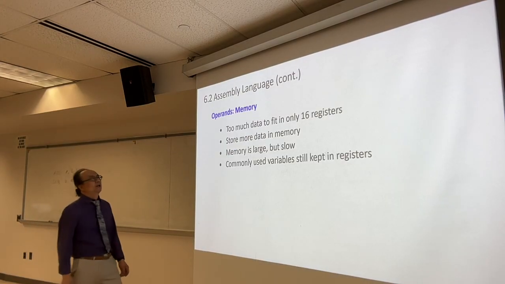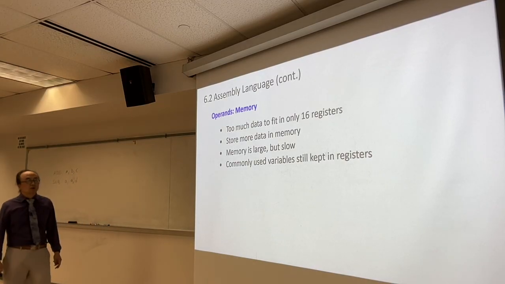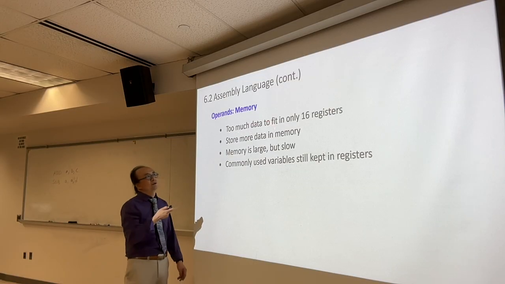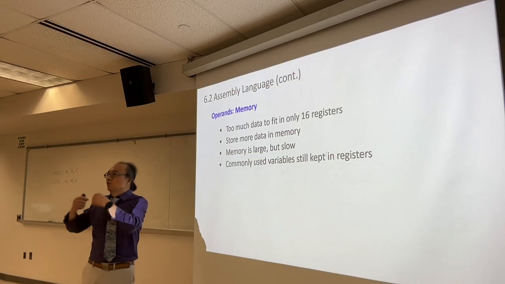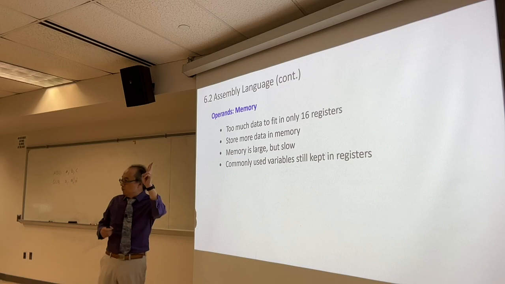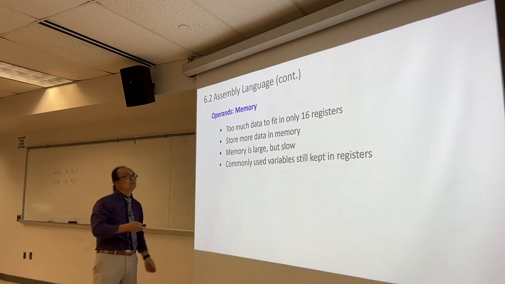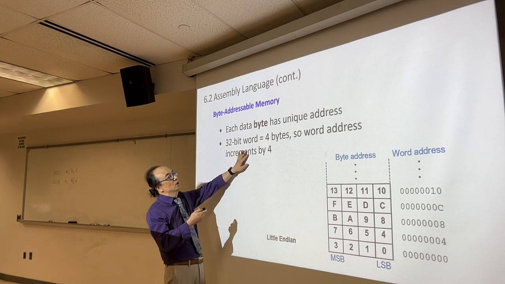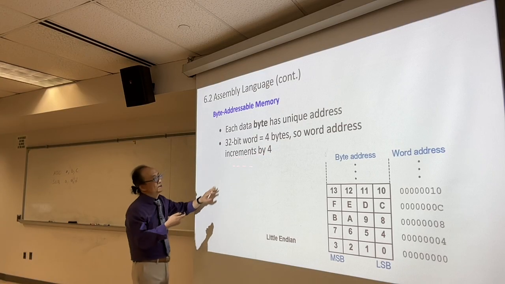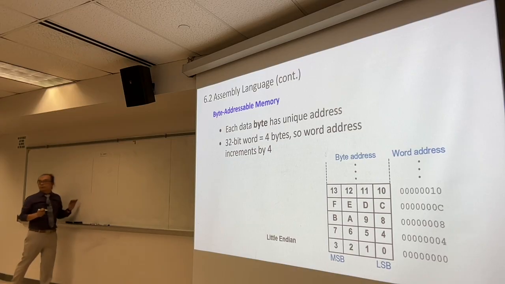Now, the memory. We're going to look at the two memory related instructions, because sometimes there is too much data to fit into 16 registers. We want to move that into main memory, or we want to read it from main memory. So those are the two. We want to store into main memory, or take it from main memory. Each data byte has a unique address, and then 32-bit words are 4 bytes. So the word address is incremented by 4. This is memory for our ARM.